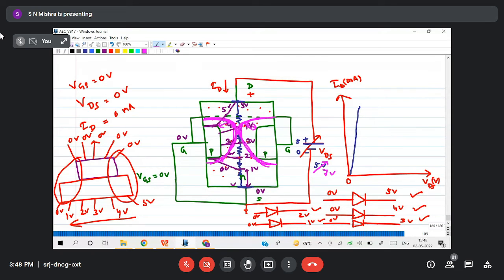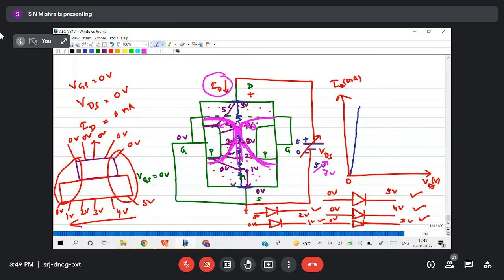Can't you see this? Electrons are present here and they try to move in this direction. Can they pass from source to drain if the depletion regions are touching each other from both sides? No, sir. Then the current will be 0. Yes, sir.